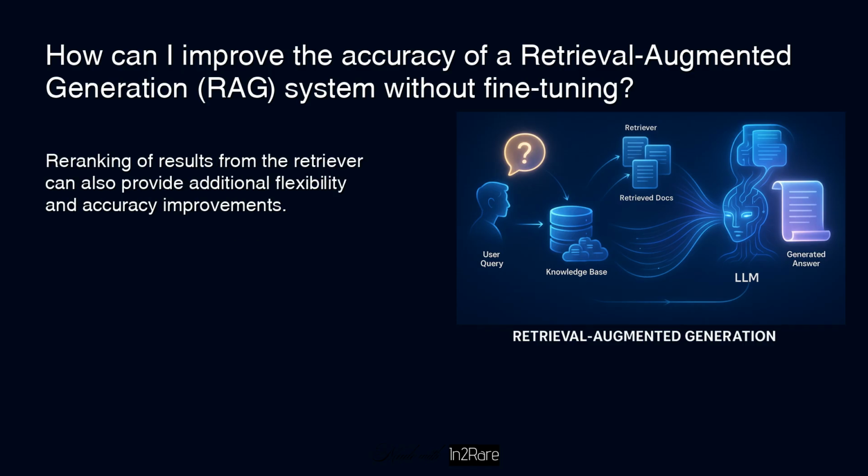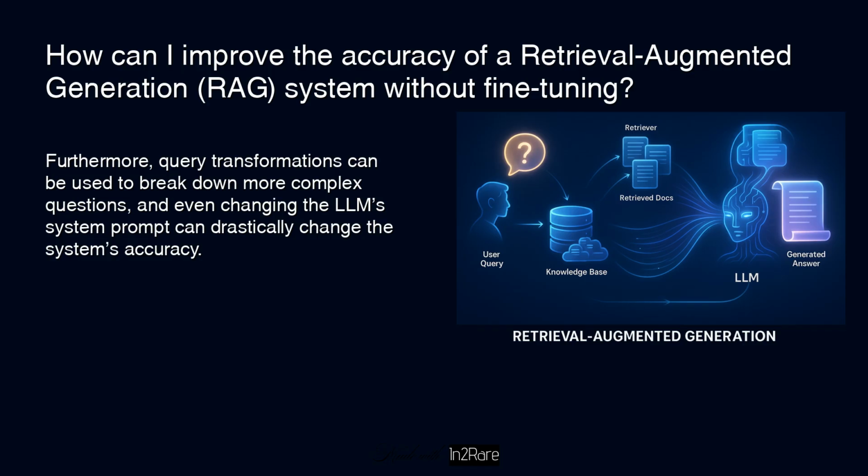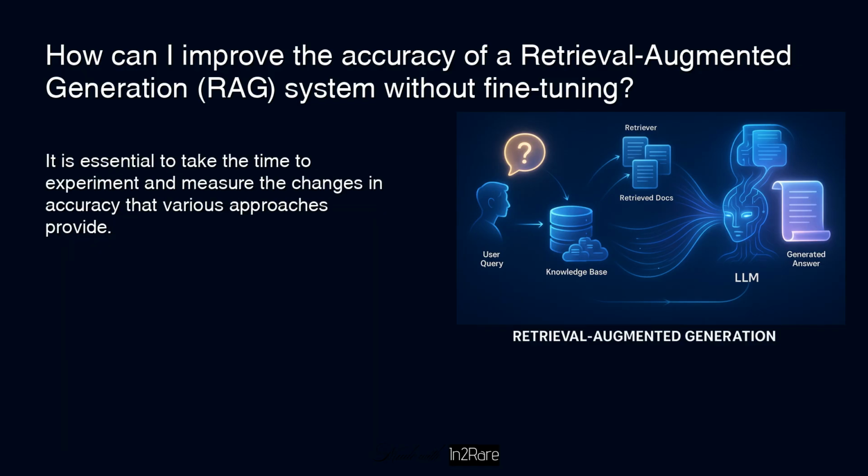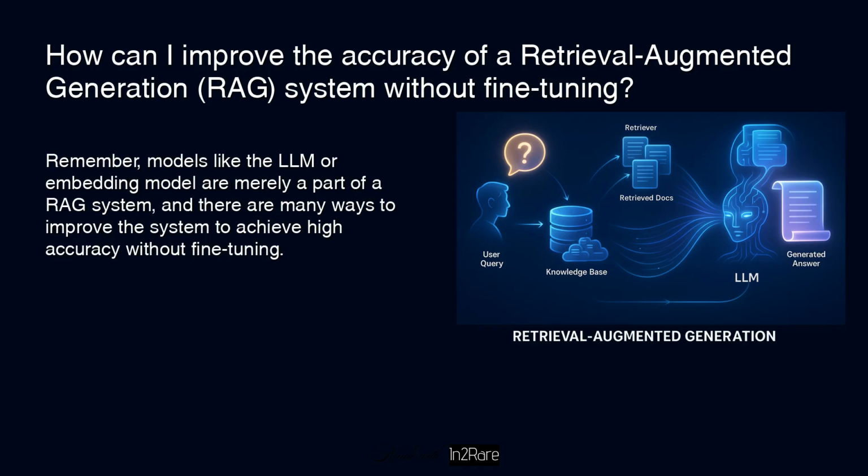Re-ranking of results from the retriever can also provide additional flexibility and accuracy improvements. Furthermore, query transformations can be used to break down more complex questions, and even changing the LLM system prompt can drastically change the system's accuracy. It is essential to take the time to experiment and measure the changes in accuracy that various approaches provide. Remember, models like the LLM or embedding model are merely a part of our RAG system, and there are many ways to improve the system to achieve high accuracy without fine-tuning.